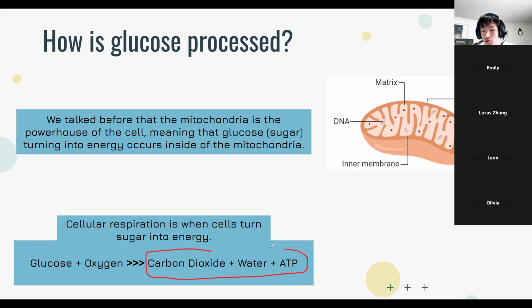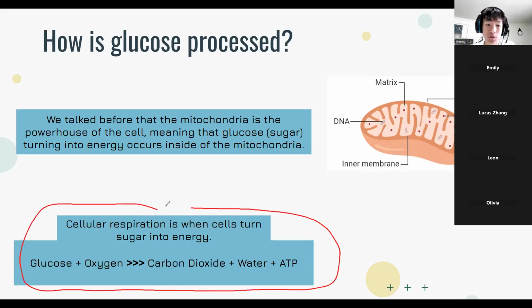And of course, there are more things inside of this whole reaction, but we're only going to talk about these main five molecules, these five things. So yeah, just remember glucose plus oxygen turns into carbon dioxide and water and ATP.